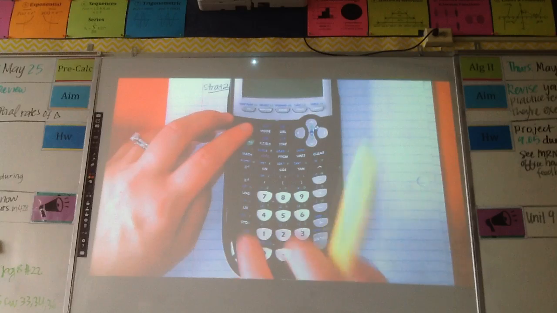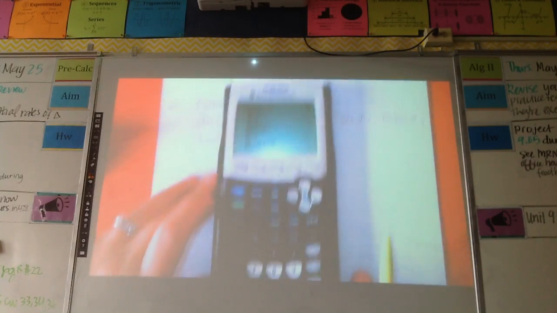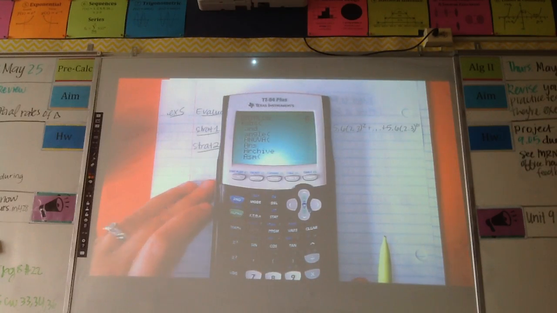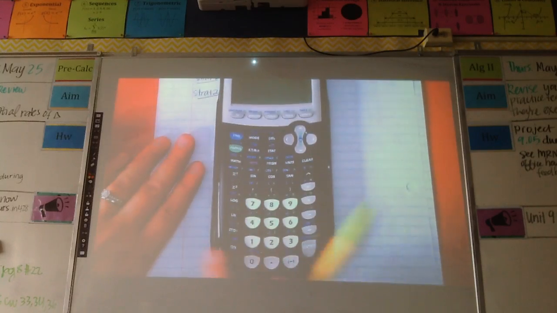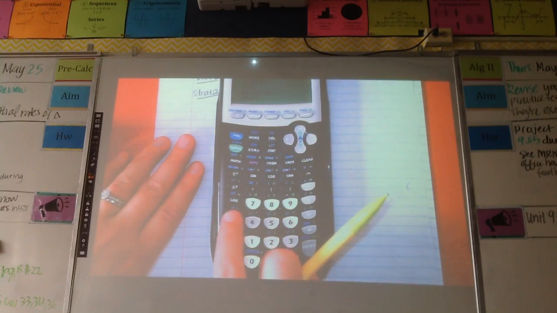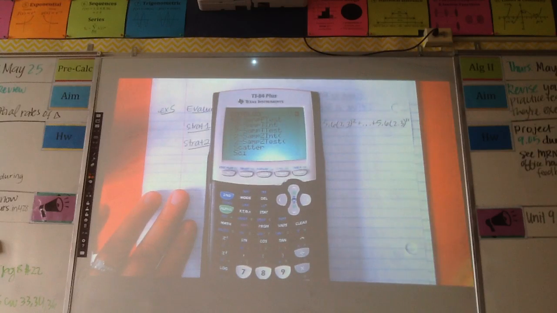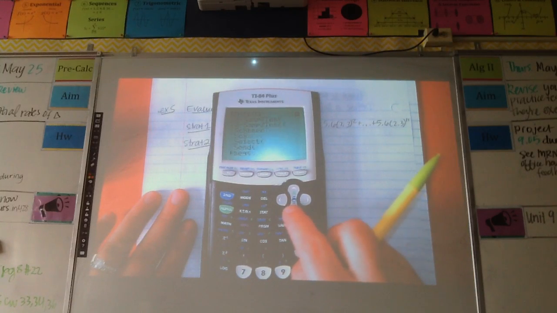So press the blue button to get there. It pulls up a list. You're looking for the sum function, so you can look for the letter S. Oh, that would be right here. I'm going to press S. It just scrolls down. Now you got to find the sum function.